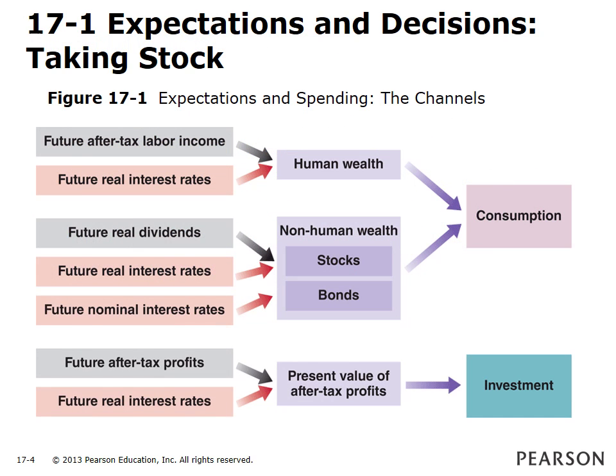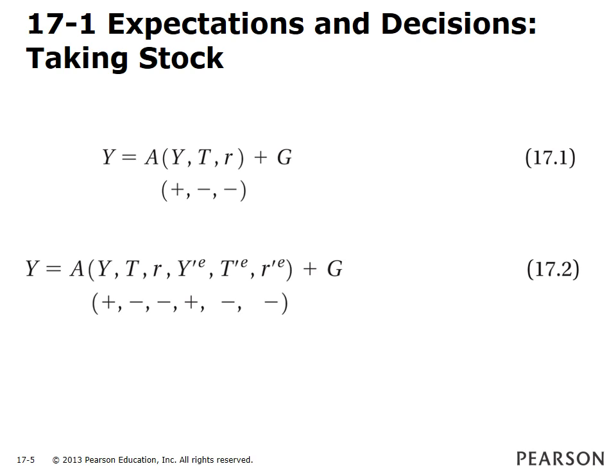Figure 17-1 shows how expectations affect consumption and investment decisions both directly and through asset prices. In equation 17.1, consumption and investment spending has been combined and represented by A, which shows aggregate private spending. Equation 17.1 shows the IS relation. Equation 17.2 is an extension of equation 17.1.